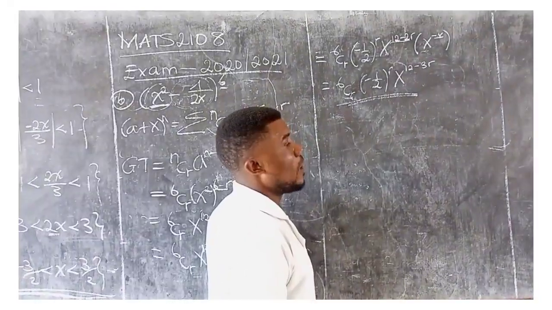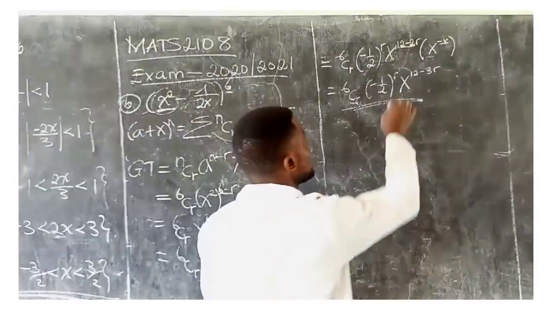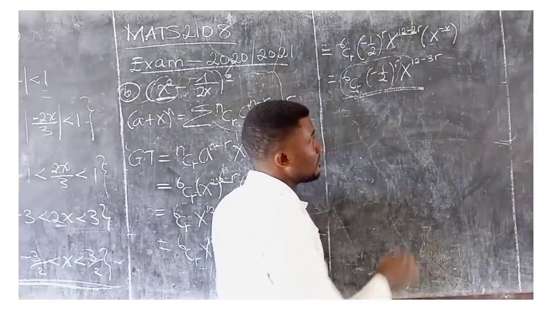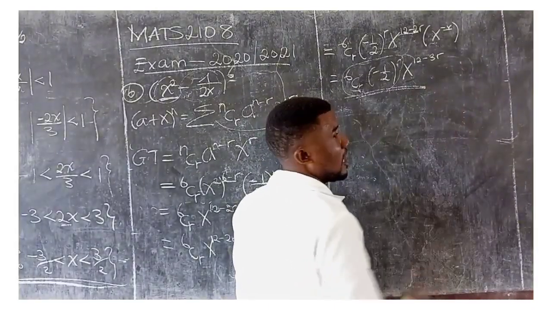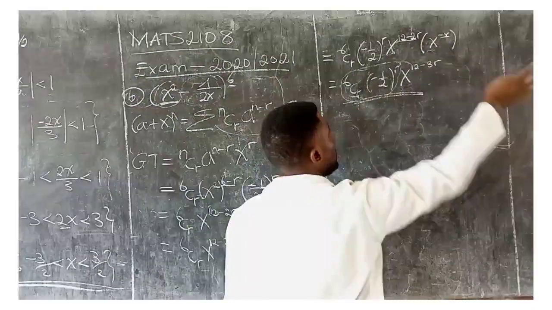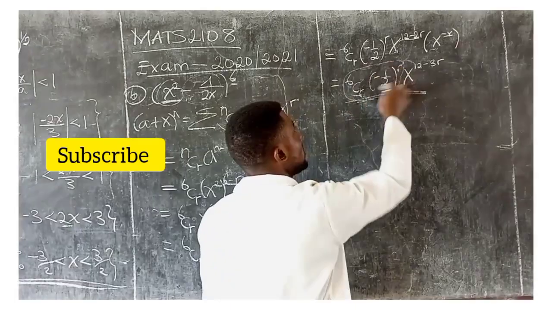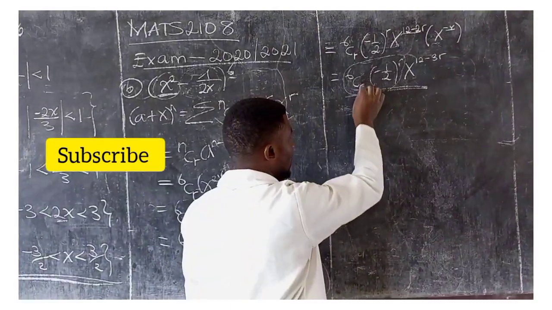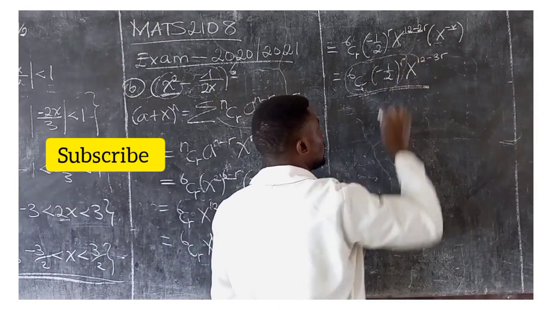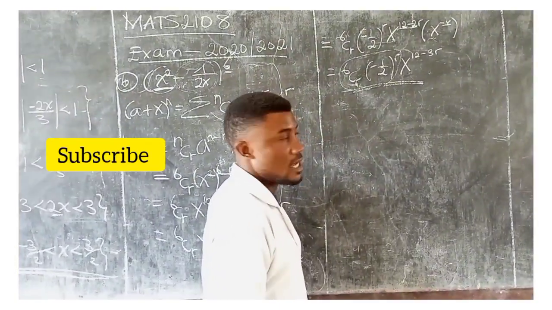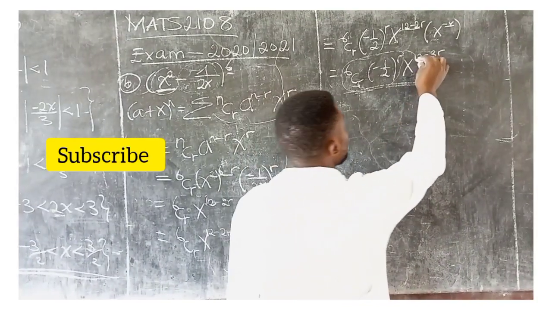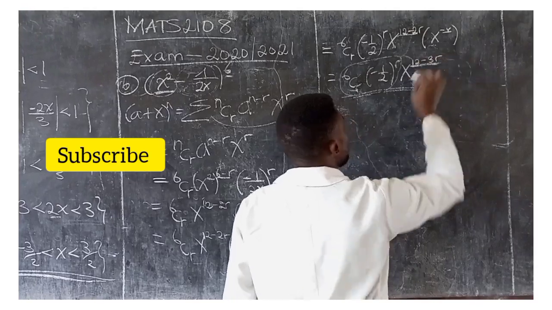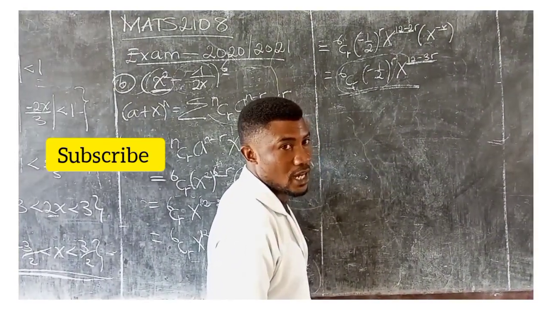But we want the term independent of x. The term independent of x is this term. Independent of x means that this power of x should be 0. So if we take out the x, this is going to give us our term independent of x. But you notice that it has r, which is an unknown. We don't really know the value of r. So to find the value of r, we equate this power to 0 and obtain that value of r.